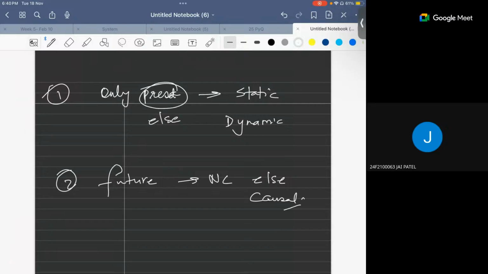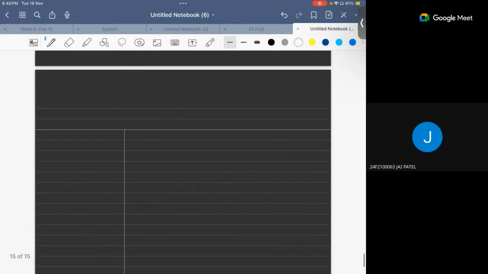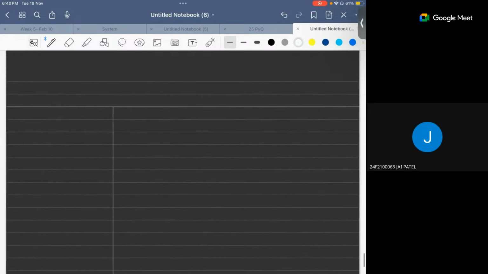There are two things you can see. If only present, you are able to see static. Otherwise, all the cases are dynamic. If you are able to see some future thing in the system, you can directly say it is non-causal. Otherwise, it is causal. Now, examples, you can just mark it, practice it.